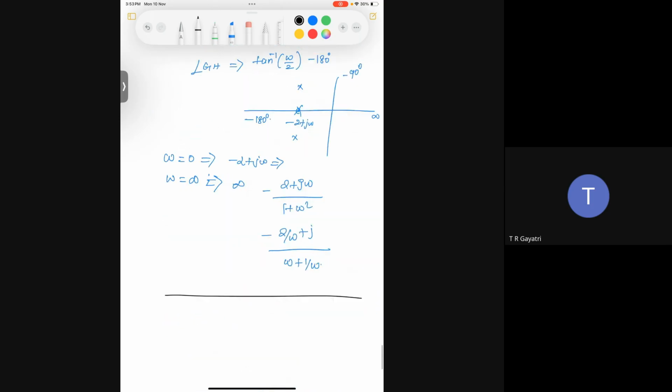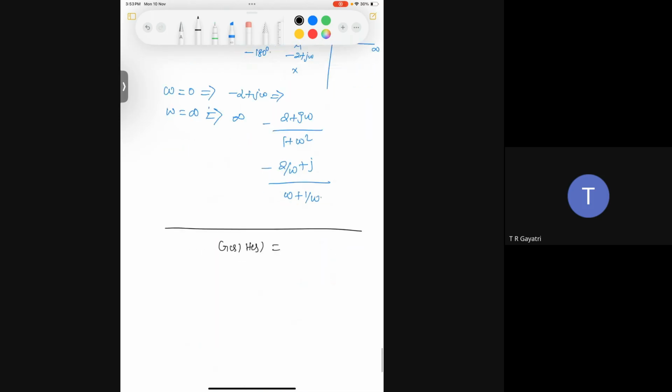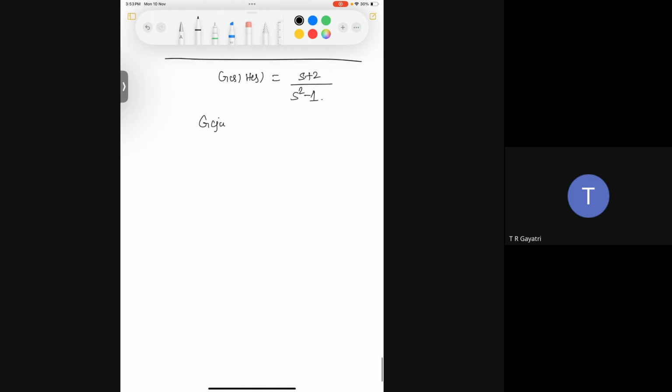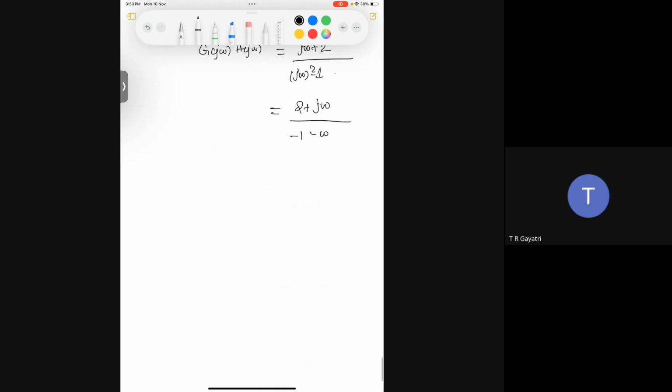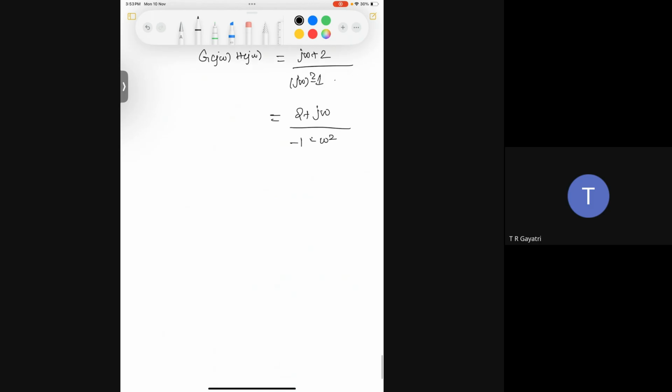Sorry for the confusion. Let me just rewrite it and write it in the step. G of s, h of s equal to s plus 2 by s square minus 1, right? So when I write it in terms of g of j omega, it is j omega plus 2 divided by j omega square minus 1. So this will give me 2 plus j omega divided by minus 1 minus omega square, right? So far it is okay.